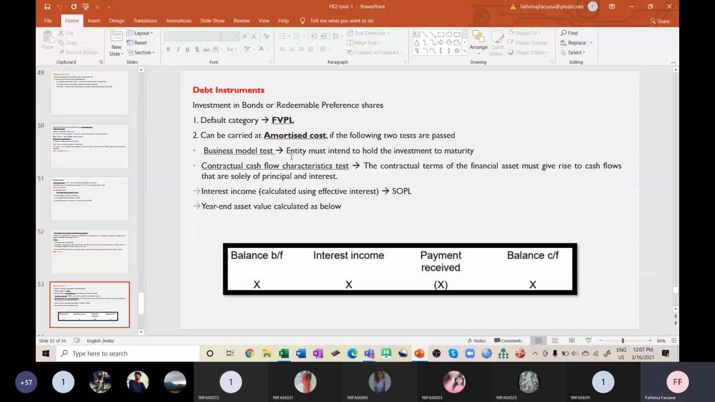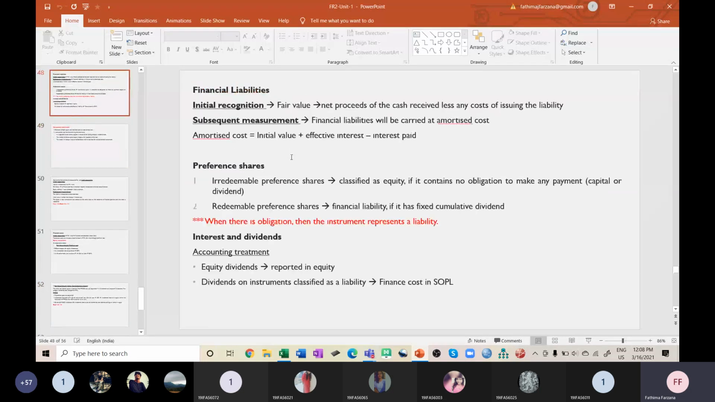I'm just going through the slides because chances are you would have forgotten. So now next one is preference shares. We have irredeemable preference shares and redeemable preference shares. Irredeemable preference shares are classified as equity, whereas redeemable preference shares are classified as financial liability. Irredeemable preference shares carry no obligation; we will redeem them only at the time of liquidation. When your company is winding up, only then will they be paid. So they are called irredeemable, they carry the characteristics of equity shares, and so we classify them as equity.